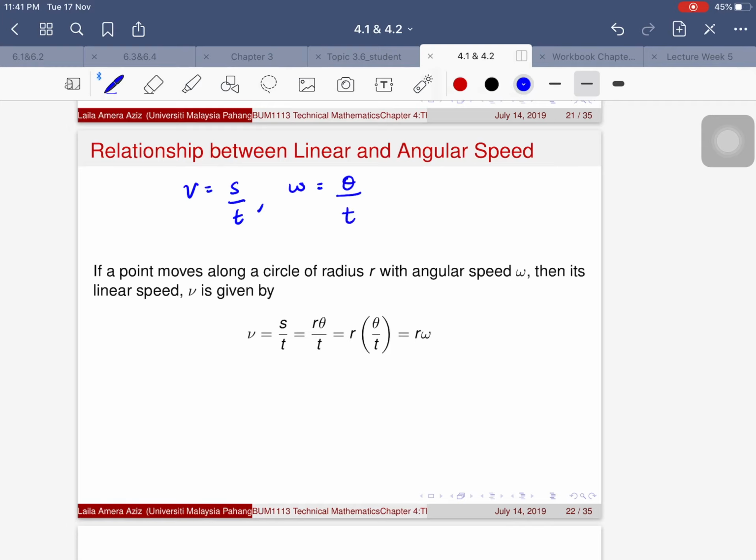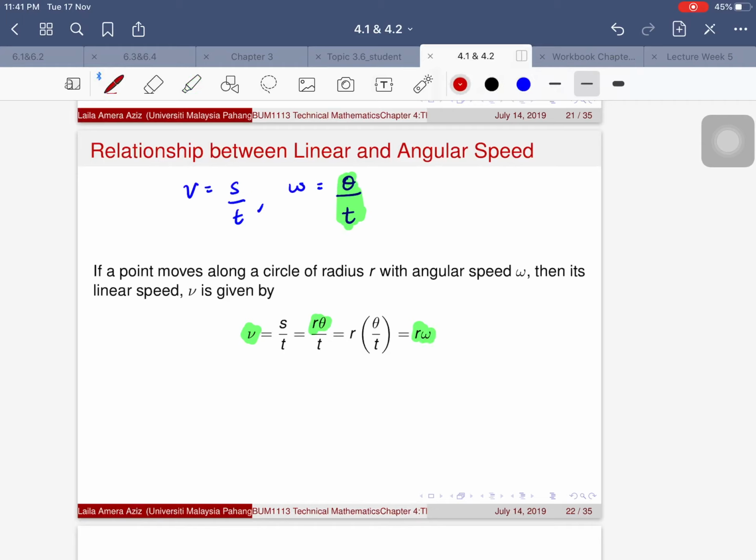Okay, as what we have seen before, we know that s is given by r theta. That is the formula to find the arc length: multiply the radius and the angle. And we know as well that theta over t forms the omega. So that's how we can derive this formula right here: the linear velocity is going to equal r multiplied by the angular velocity.